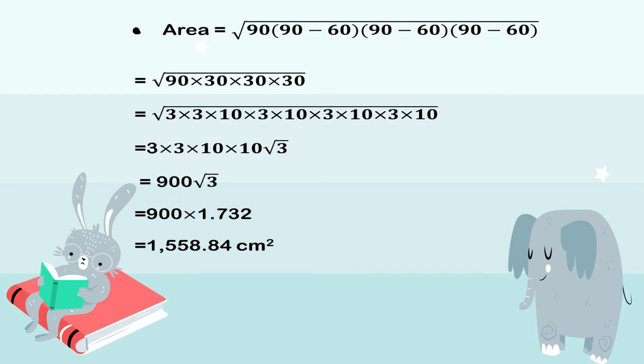So I will do the prime factorization of this. I will write the factors of the numbers given over here. 90 can be split as 3 cross 3 multiplied by 10. 30 can be split as 3 cross 10. Again 30 can be split as 3 cross 10. And the final 30 will also be split as 3 cross 10. Now you can see over here, under the root sign I have 5 times 3.